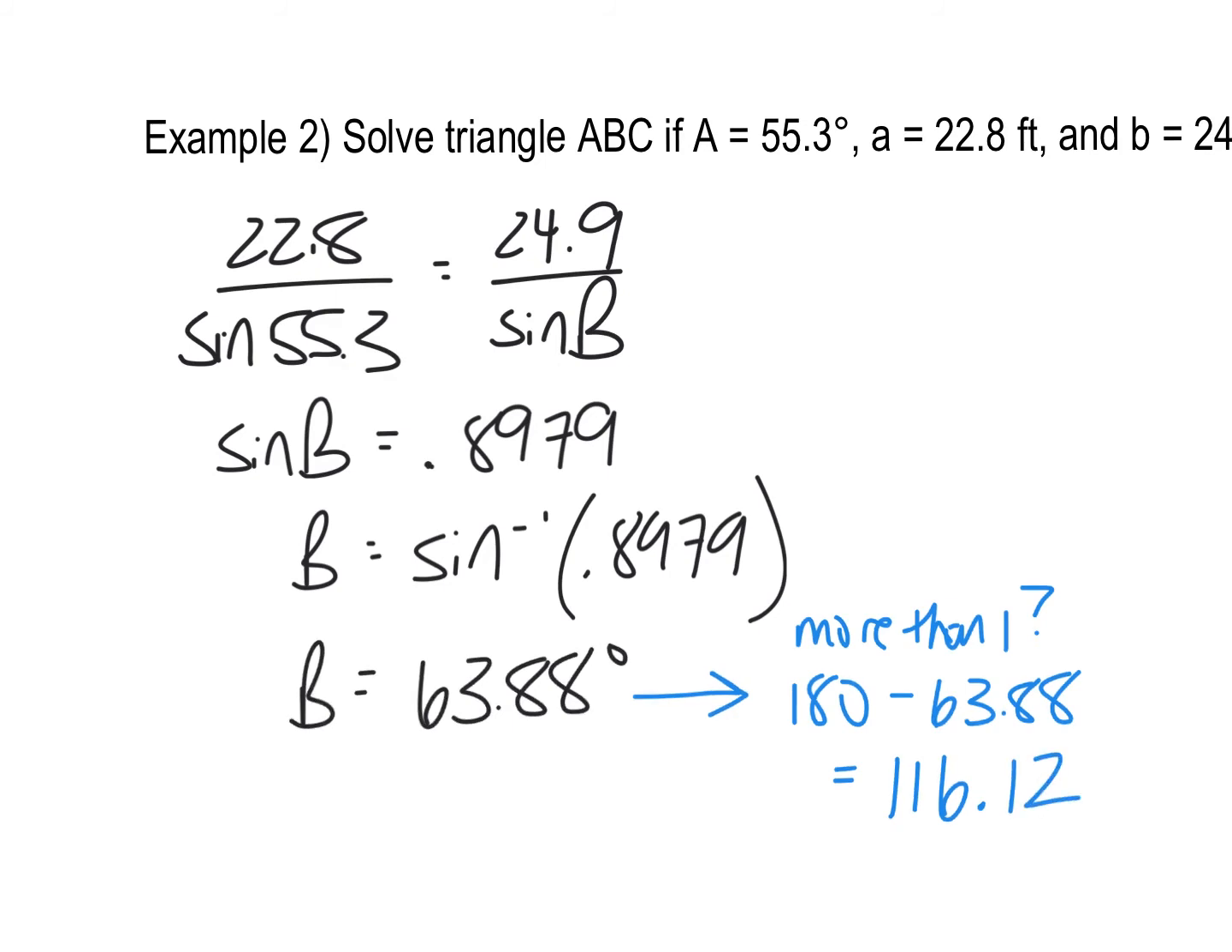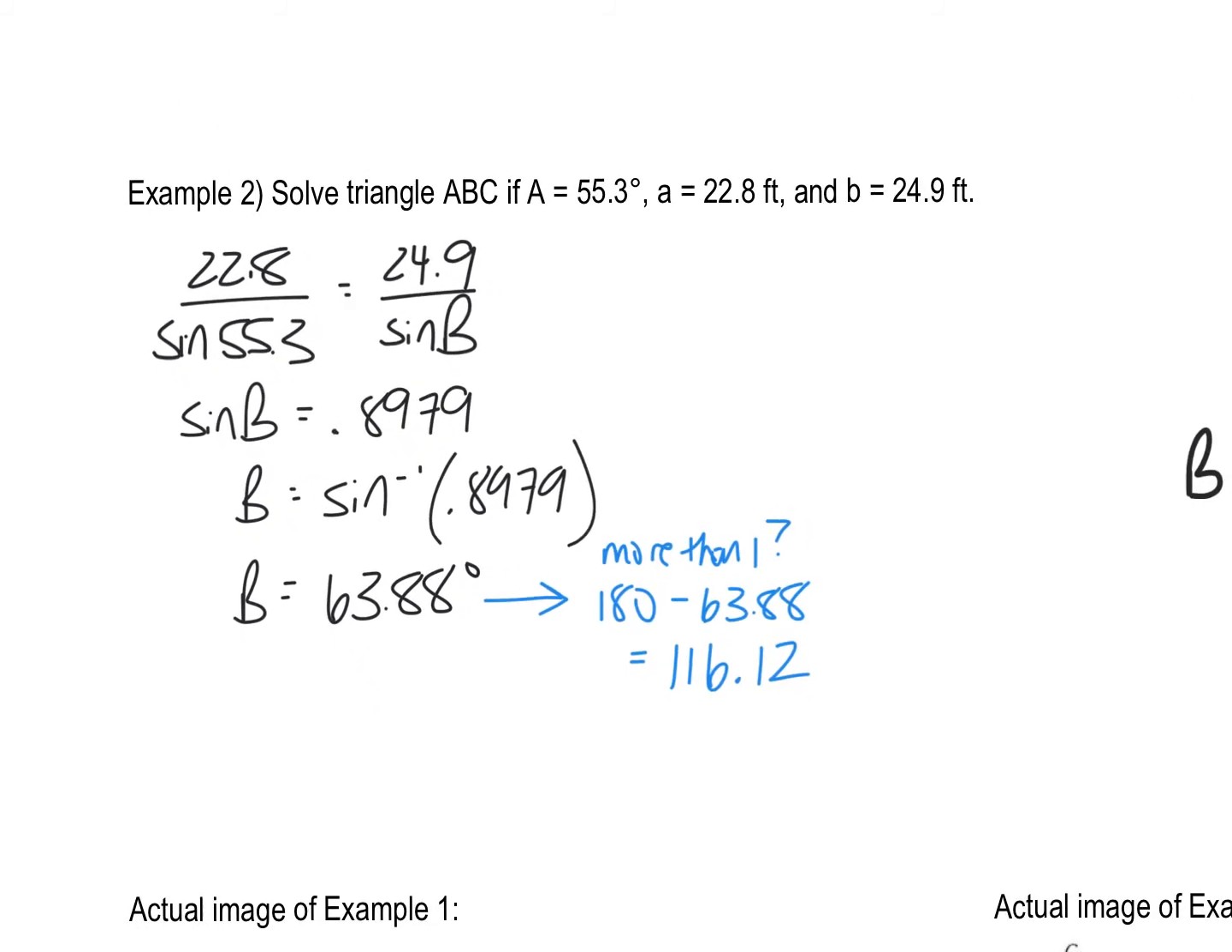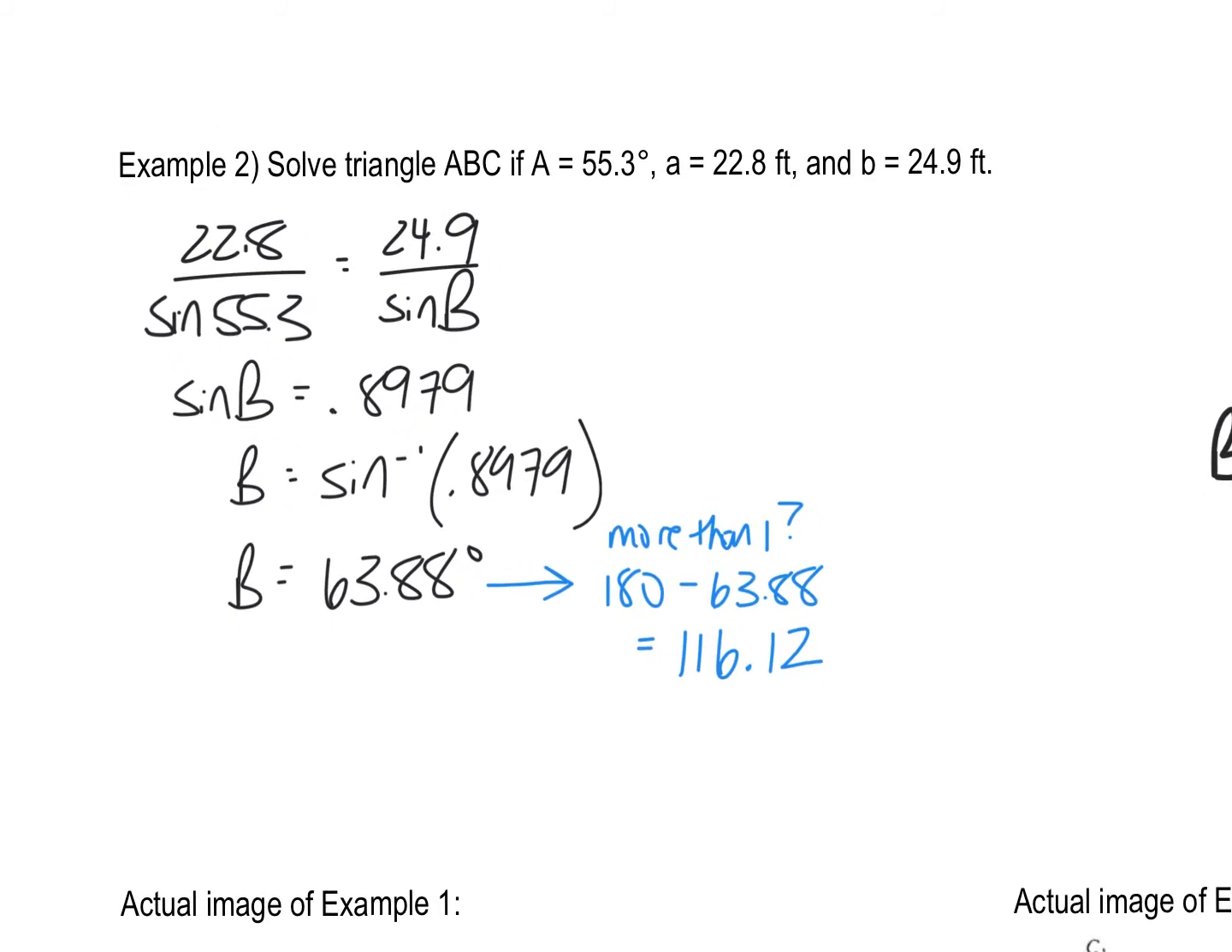So the question you have to ask yourself to determine if this is the only answer or if both of these are answers is: take that angle and see if it fits with this angle. What I mean by fits is, what do those two angles add up to together? Is it bigger than 180 degrees? You can just do that in your head. 116 plus 55 is not bigger than 180. So that actually works. What that means is I'm going to make this my B1 and I'm going to make this my B2. That means there's two different options for angle B.